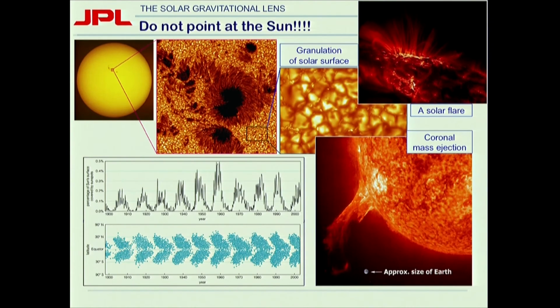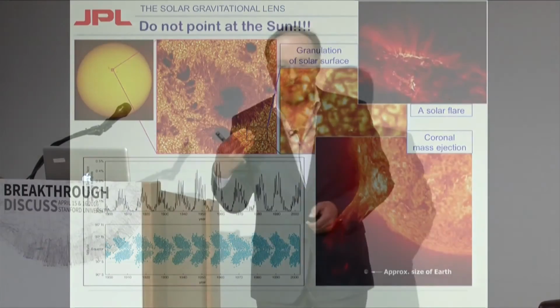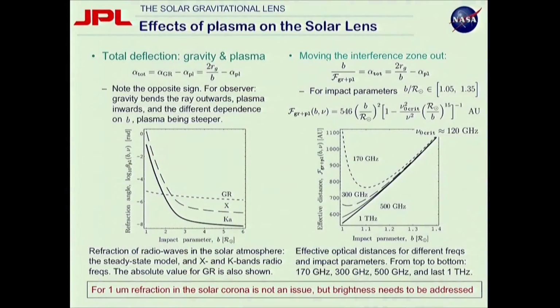And there are 2 effects that come against us. The first one is, of course, the solar corona. When light goes through the solar corona, it is actually affected. There is refractivity within the solar corona. But it's not that bad for optical wavelengths, because when you look at the refractivity of the solar corona, the deflection angle will be affected by the refractivity in the solar corona and the gravitational.